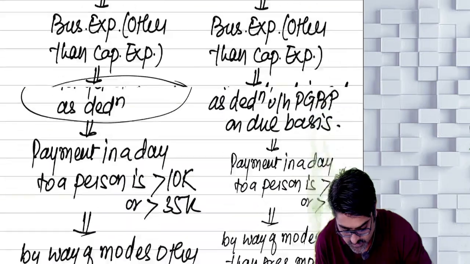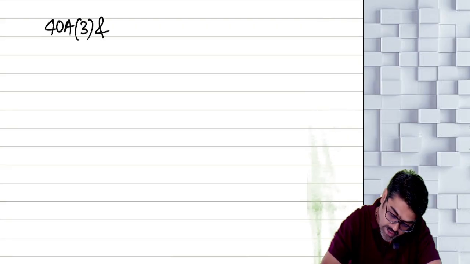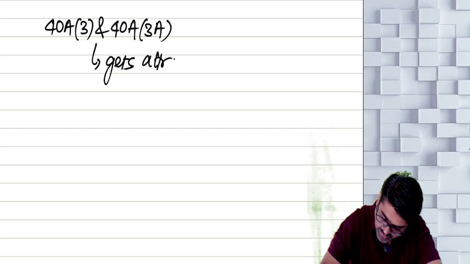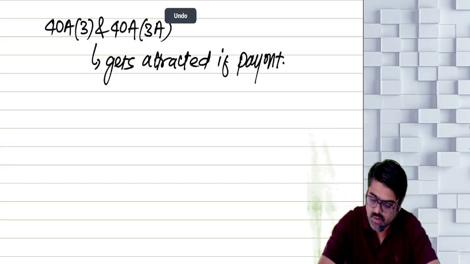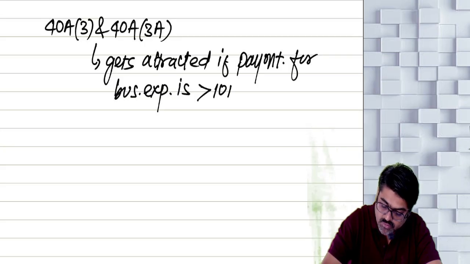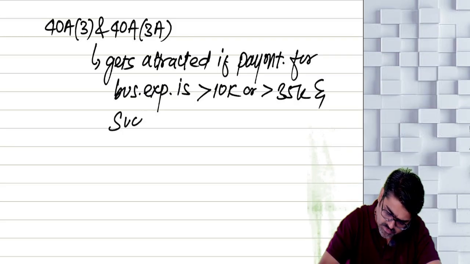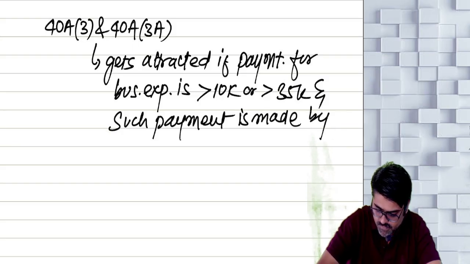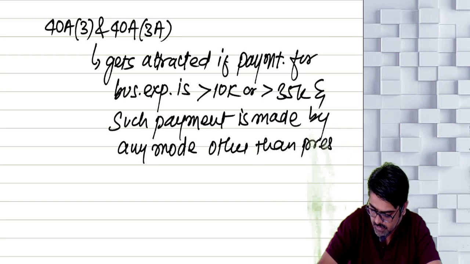Done, sir? Okay. Now see. 40A(3) and 40A(3A) get attracted if payment for business expenses is more than 10,000 or more than 35,000, as the case may be, and such payment is made by any mode other than, do you remember, the prescribed modes?